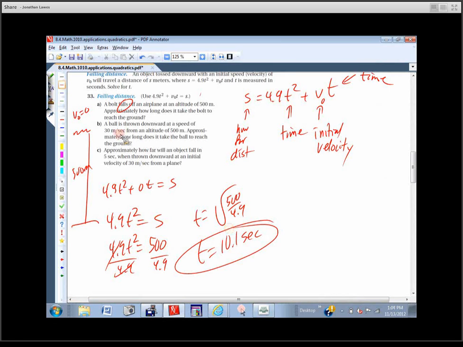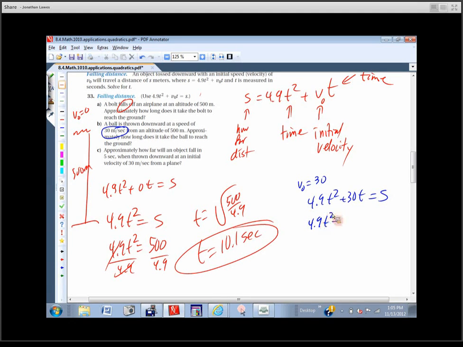Okay, if the ball is thrown downward with a speed of 30 meters per second from an altitude of 500, approximately how long does it take to reach the ground? So it's going to get there faster because we threw it down, we didn't drop it. If we threw it down, what is this right here in these formulas? V naught. Okay, so V naught is 30. So our formula now becomes 4.9 t squared plus 30t equals s. And what do we want s to be if it still fell or was thrown down 500 meters? We want that to be 500.